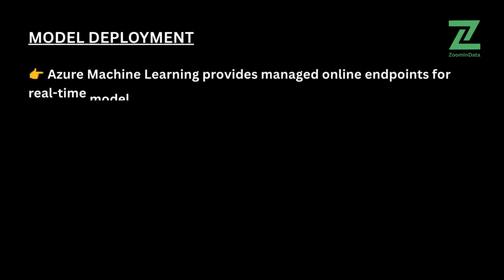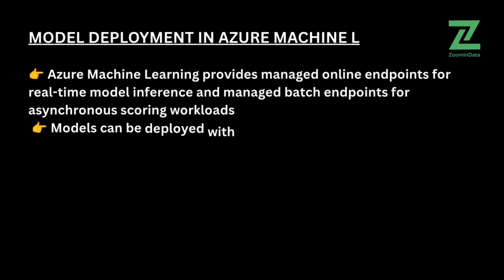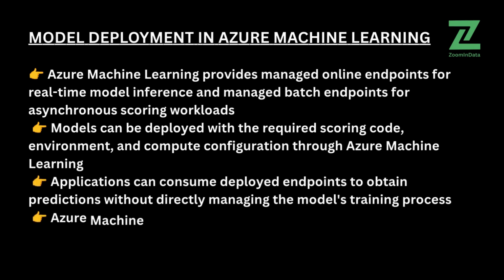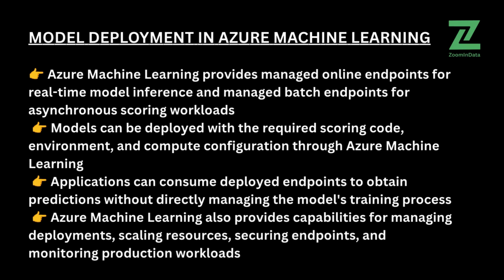Azure Machine Learning provides managed online endpoints for real-time model inference and managed batch endpoints for asynchronous scoring workloads. Models can be deployed with the required scoring code, environment, and compute configuration through Azure Machine Learning. Applications can consume deployed endpoints to obtain predictions without directly managing the model's training process. Azure Machine Learning also provides capabilities for managing deployments, scaling resources, securing endpoints, and monitoring production workloads.